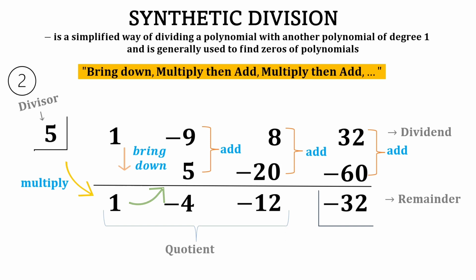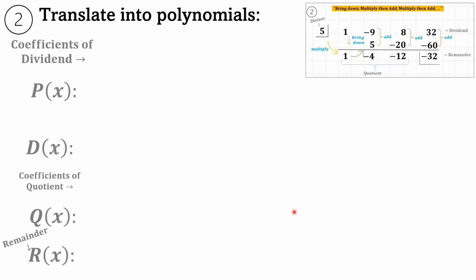Let us translate the coefficients. So here is the screenshot of the SD for number 2. Copying the coefficients of the dividend, 1, negative 9, 8, 32. Copying it to translate into P of x.